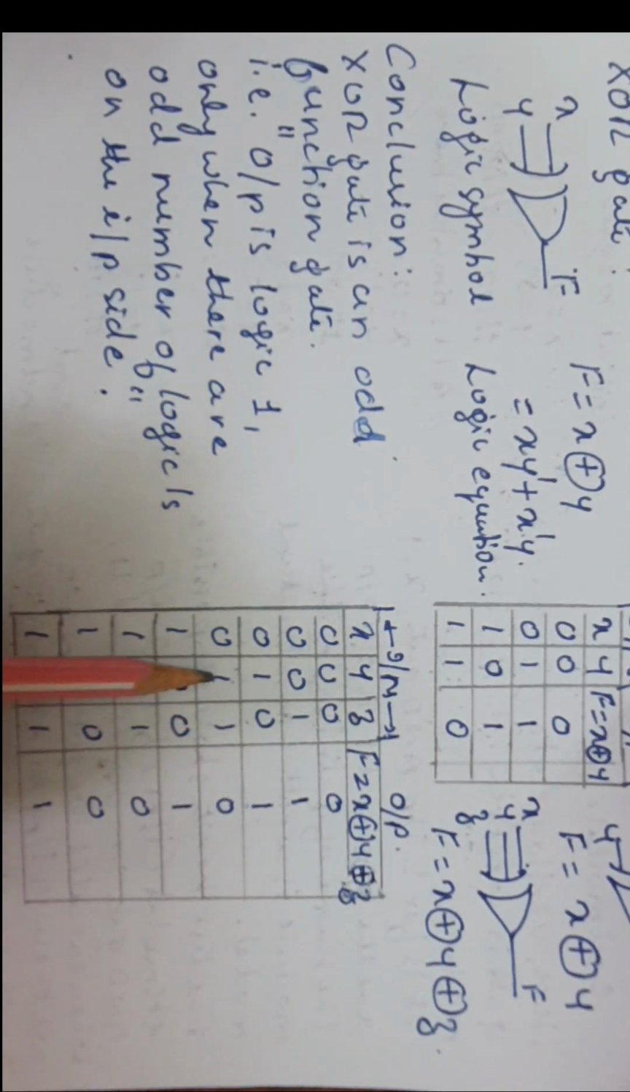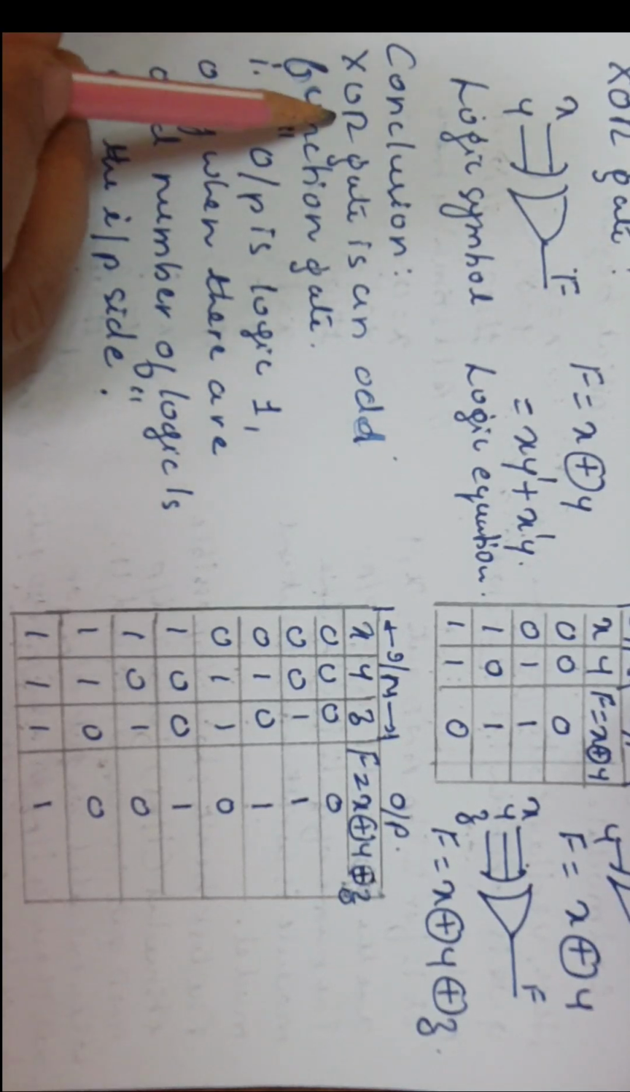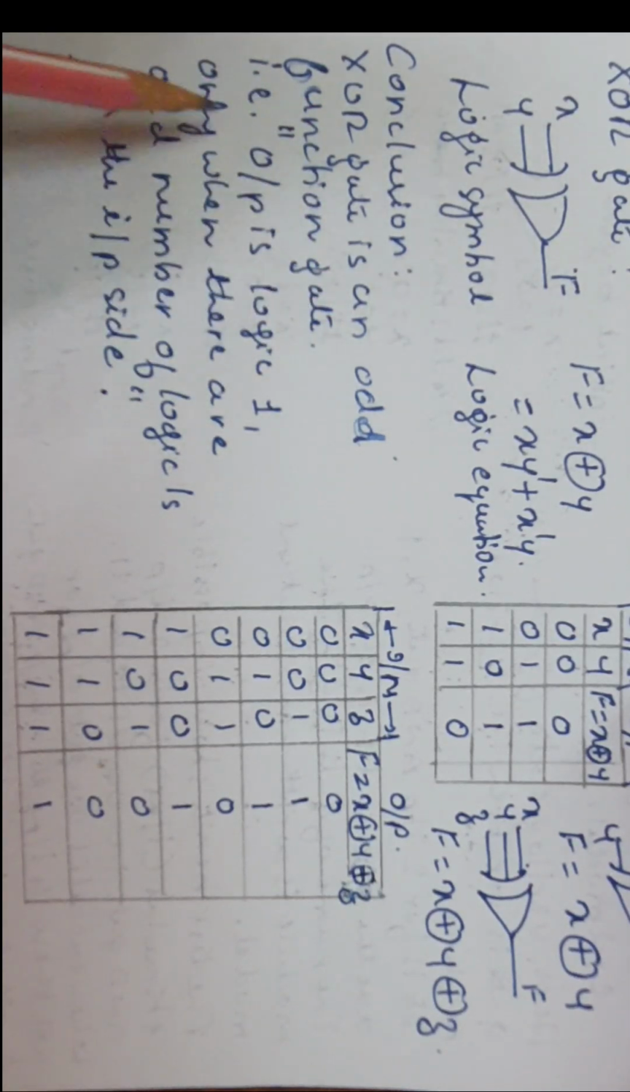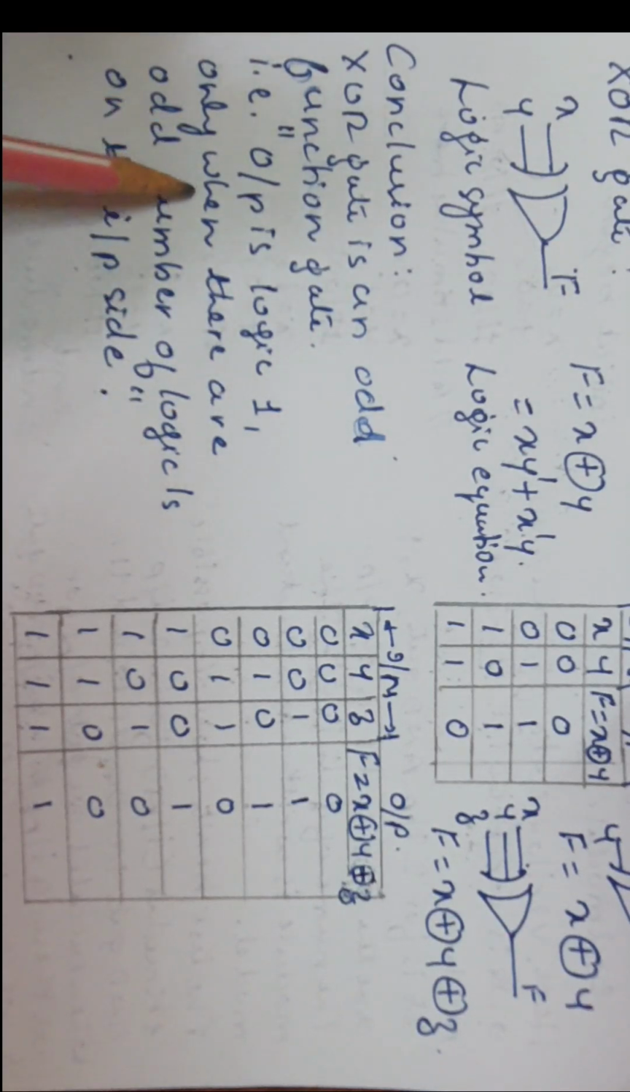But here 1, 2. 2 logic 1s means an even number of logic 1s on the input side, hence output is 0. So here odd number of logic 1s, 1. Even number of logic 1s, 0. Even number of logic 1s, 0. Here 1, 2, 3, odd number of logic 1s, hence 1. So from this truth table we can now conclude the behavior of the XOR gate: the XOR gate is an odd function gate. That is, output is logic 1 only when there are an odd number of logic 1s on the input side. Okay.